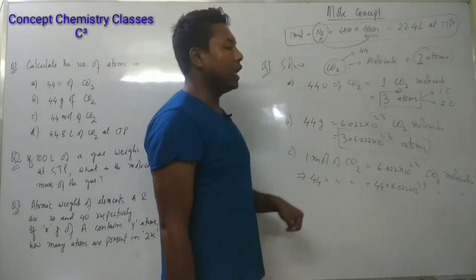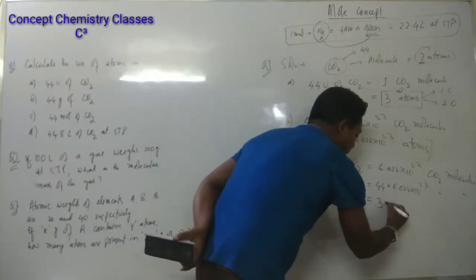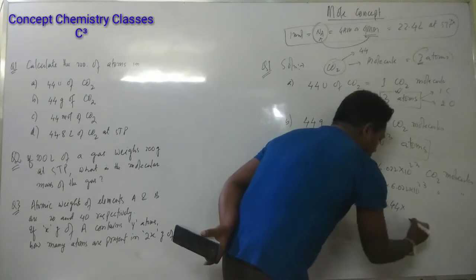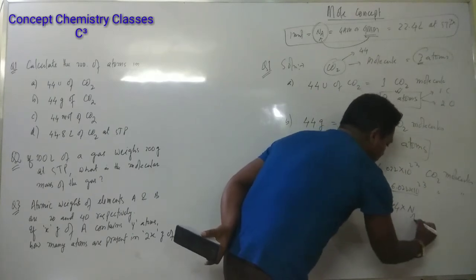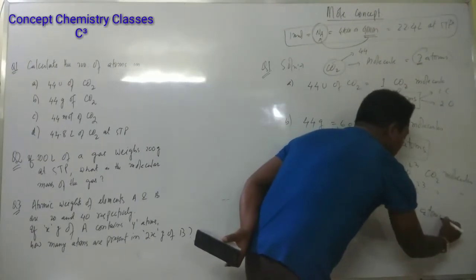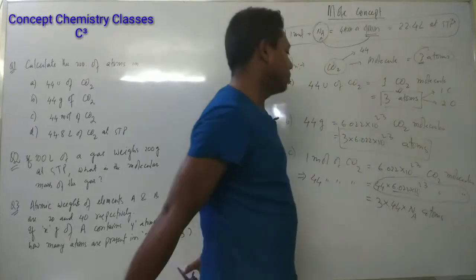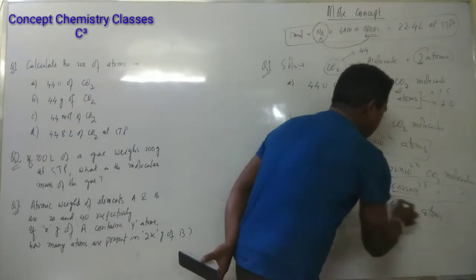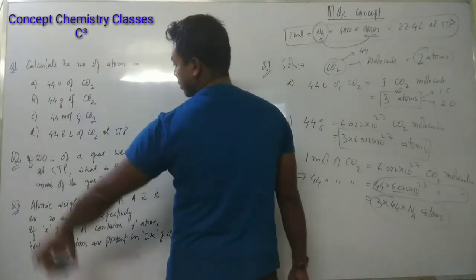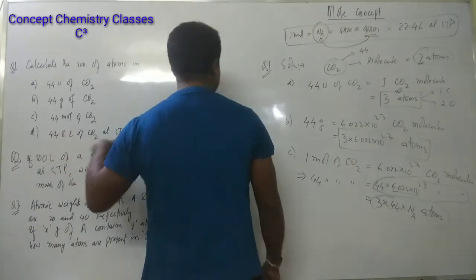This is the number of carbon dioxide molecules present in 44 mole of carbon dioxide. Now since we need to calculate the number of atoms, we need to multiply by 3. 3 × 44 × N_A atoms. In terms of number of molecules, this is the answer, and in terms of number of atoms, this is the answer. N_A is Avogadro number. Now this is the answer of the third question. The fourth question, 44.8 liter of carbon dioxide.